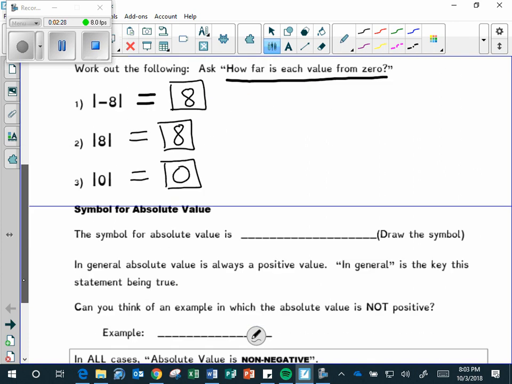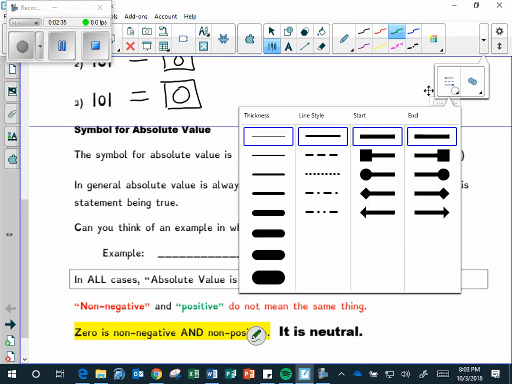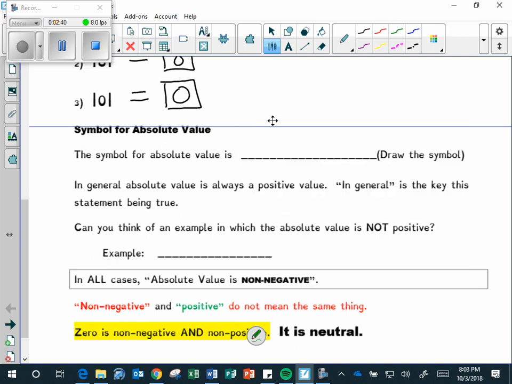So just like most things in math, there's a symbol, and the symbol for absolute value is actually just bars. They're like straight vertical bars up and down.